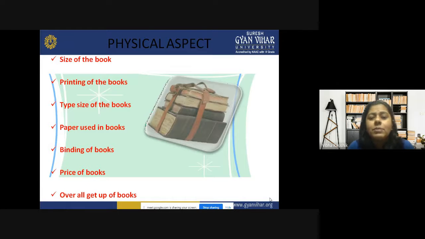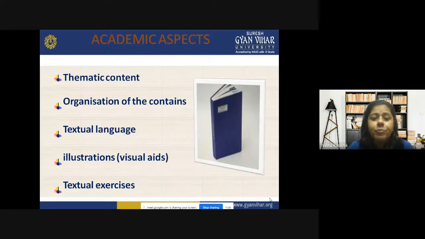Now, physical aspects of a textbook. Size of the book, it should be compact. Printing of the book, it should be clear so that every student can easily read what has been written in the book. Type size of the book means the size of the letters, paper used in books, binding of books, price of books, overall getup of books. Price of books should be such that it is affordable by every learner.